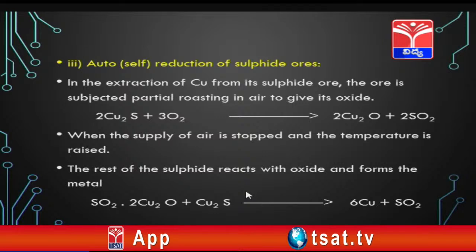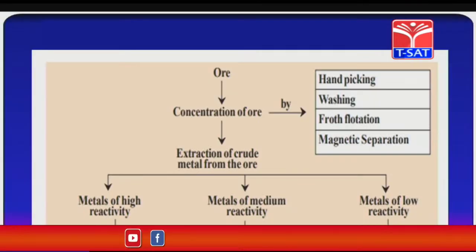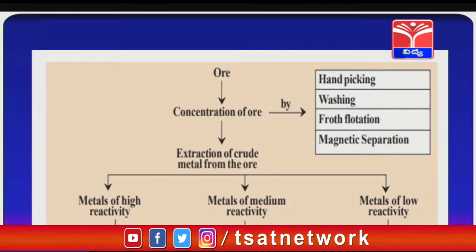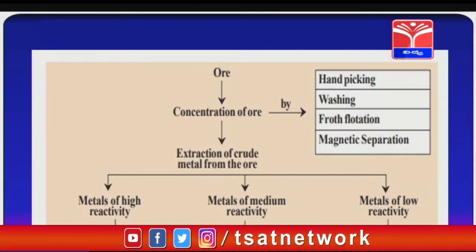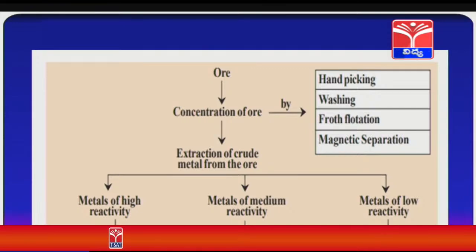Let us recap what we have studied, children. We have seen the extraction of metal from its ore. It involves 3 stages: concentration, extraction and refining. We have obtained ore from the earth's crust and then concentration of ore has taken place. And what are the different methods we have used for ore dressing, children? Hand picking, washing, froth flotation and magnetic separation. So, extraction of crude metal from the ore depends upon the type of ore.